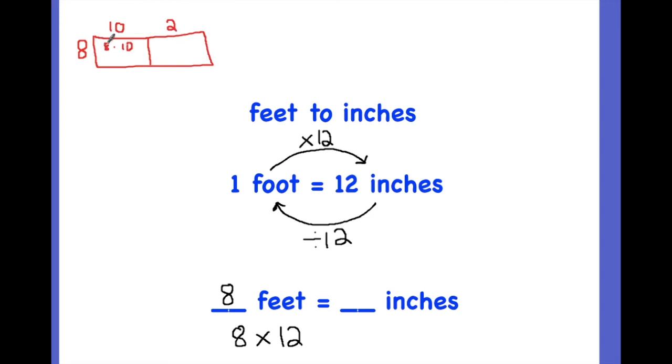So I'm going to do my 8 times 10, which gives me 80. And then I am going to multiply 8 by 2, which gives me 16. Now I'm going to add those two products on the inside. So 80 plus 16 gives me 96. So 8 times 12 is equal to 96. Therefore, 8 feet is equal to 96 inches.